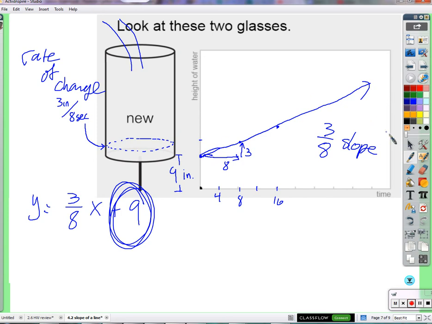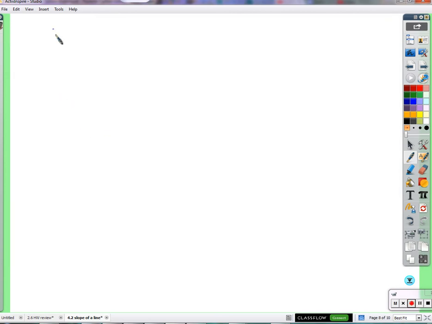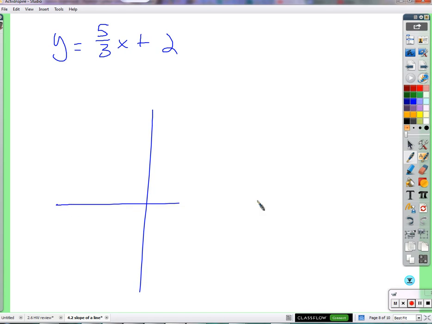Okay. So if we had this equation y equals 5 thirds x plus 2, look at the graph of that. This would be like a glass that starts off at how many inches? At 2 inches, right? It's 2 inches off of the table. Starts off at 2. That's the point (0, 2). You know that, it's 0 for x.